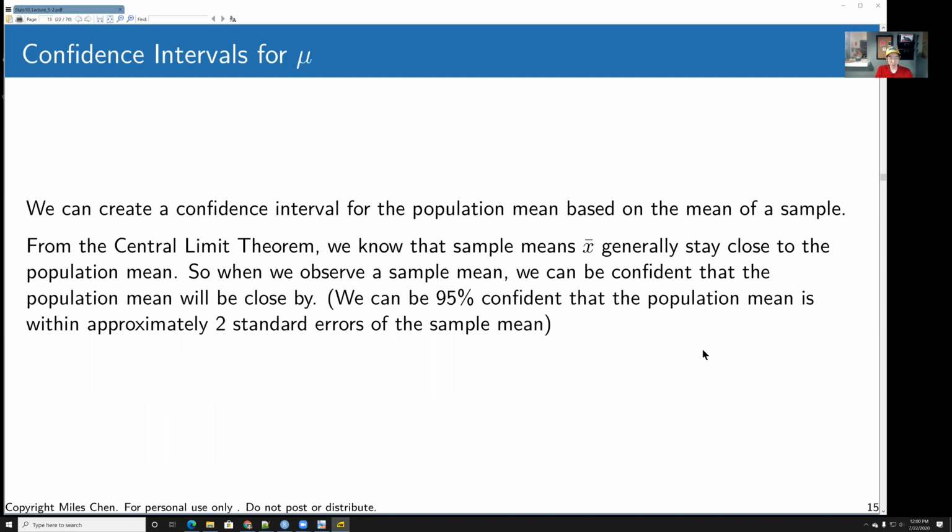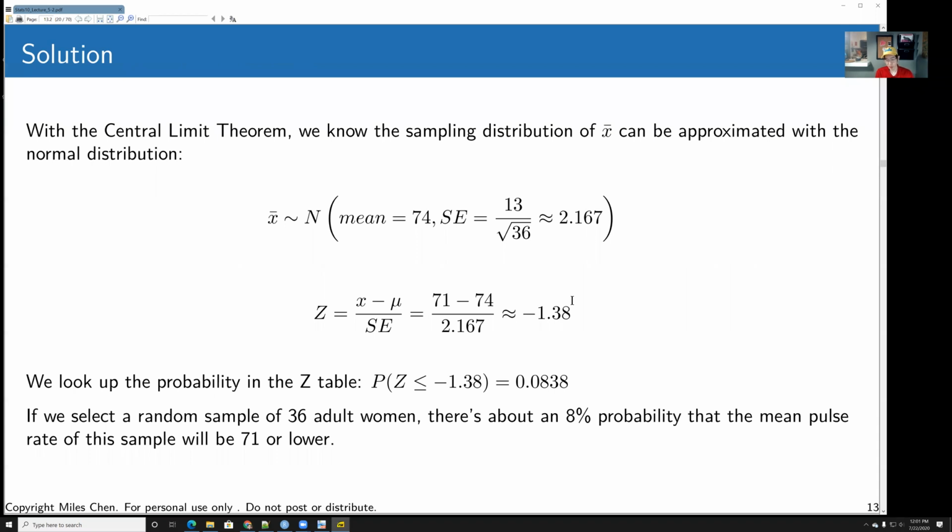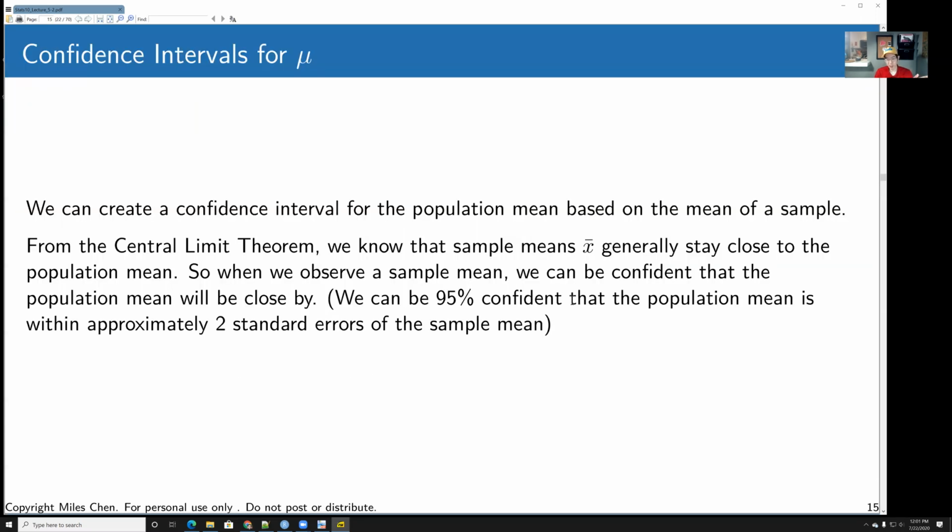Same idea here. We know that the sample mean x bar stays close to the population mean mu. So even though we don't know exactly where the population mean mu is, when you observe a sample and you get the sample mean is some value, you can be confident that the population mean is close by. And we can say we can be 95% confident that the population mean is within approximately 2 standard errors of the sample mean. That's the logic that we use here. It's the same logic as before. The central limit theorem says x bar comes from a normal distribution. So wherever we see x bar, we can be confident that the population mean mu is close by.